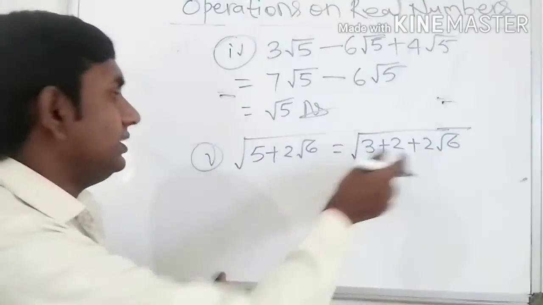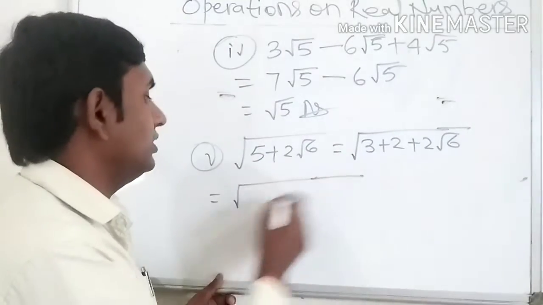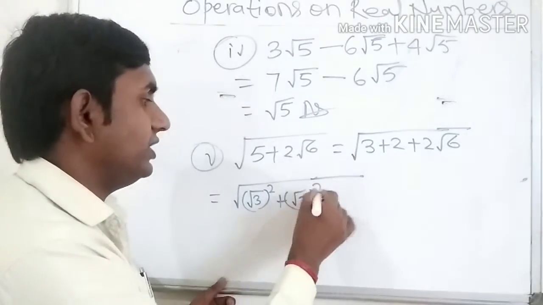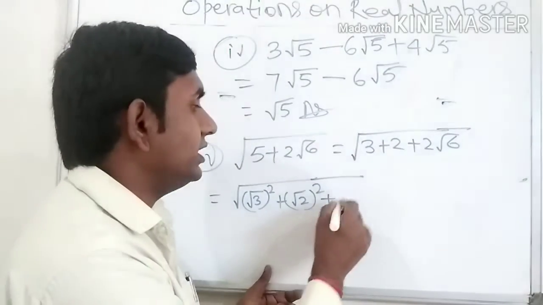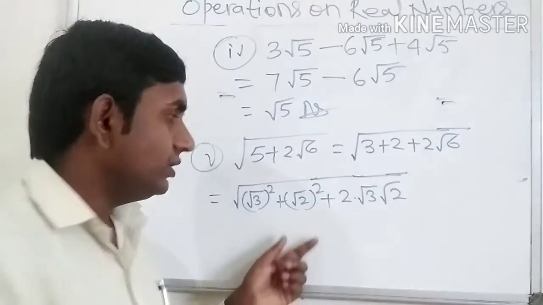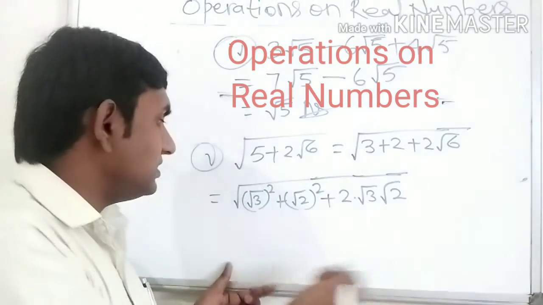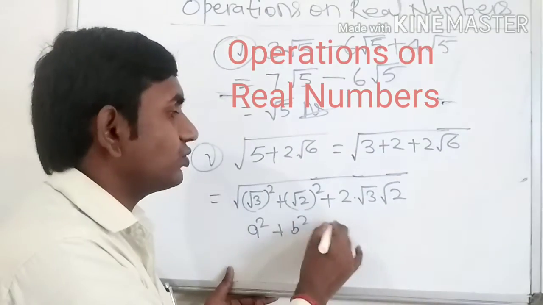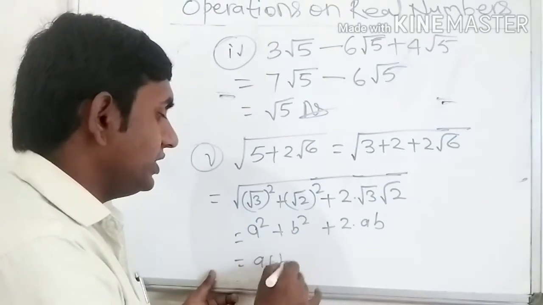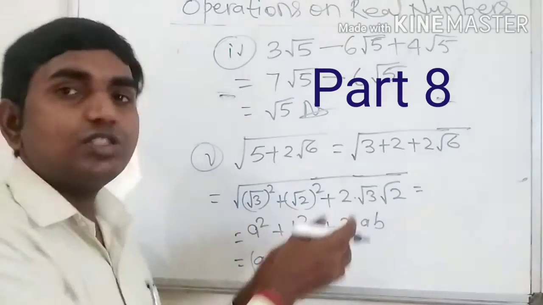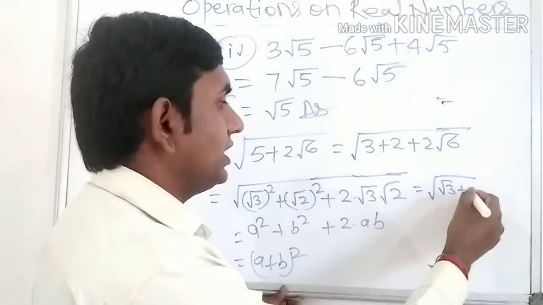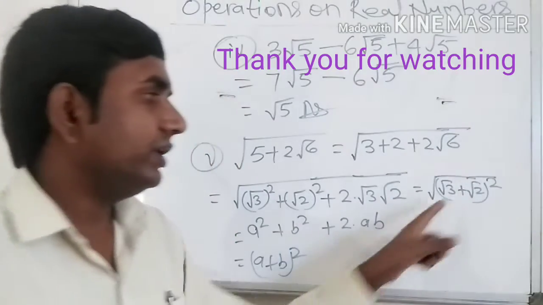Now we can also write it in this form: under root 3 squared, and this under root 2 we can write as under root 2 squared, and we write under root 3 and under root 2. So we find it changes into the form a square plus b square plus 2ab, and this is equal to a plus b whole square. So overall we can write it as under root 3 plus under root 2 whole square.